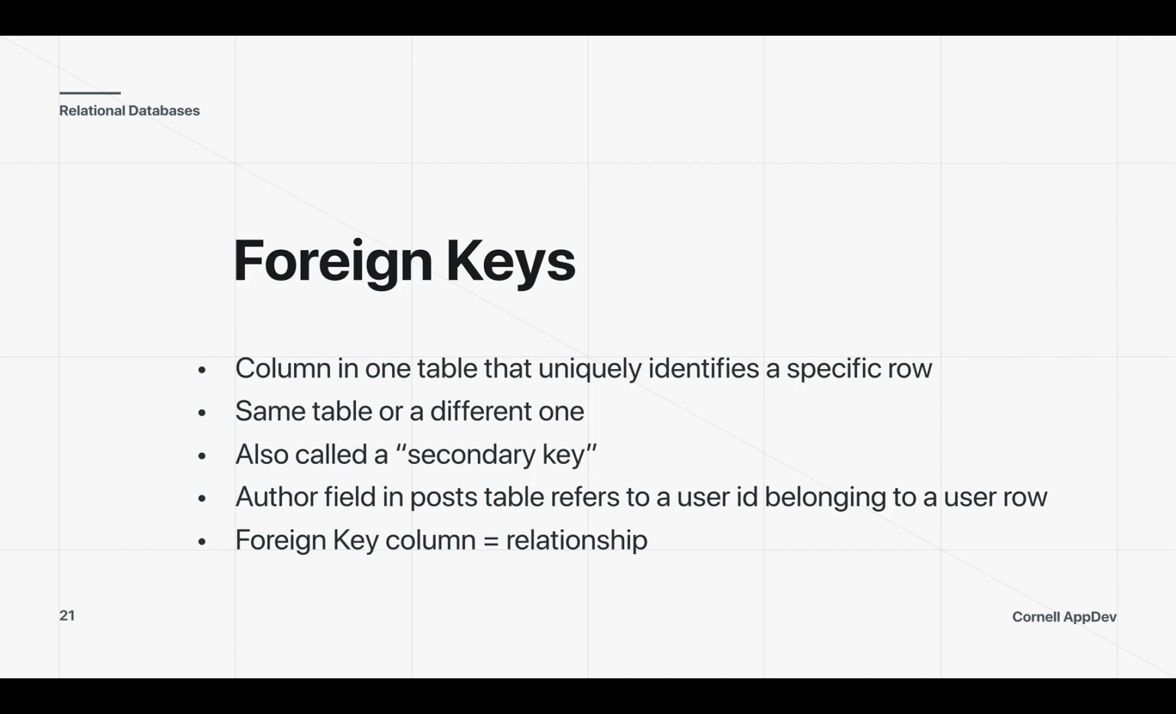So in our example before, an author field in the post table referred to a user ID belonging to a user row. So in any case where we have a foreign key column in our table, it implies that we have a relationship with another piece of data belonging to another or the same table.